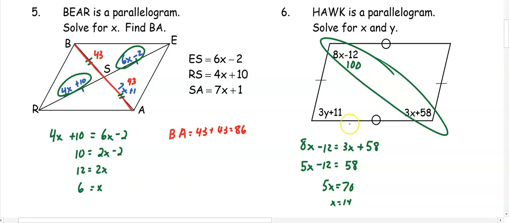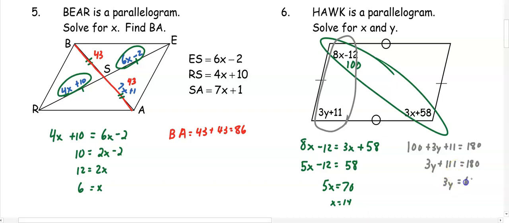We know the relationship between the consecutive angles is that they're supplementary. So if the angle at the top is 100 degrees, we have 100 plus 3y plus 11 equals 180. We can combine like terms, so 3y plus 111 equals 180. Subtract 111 from both sides, and we get 3y equals 69. When we divide by 3, y is 23.